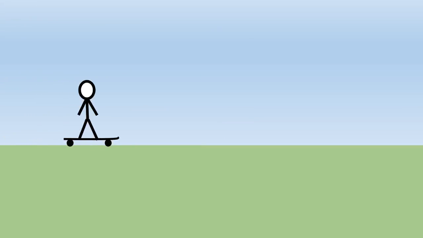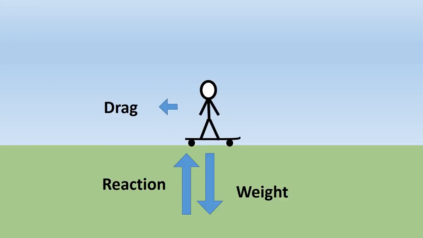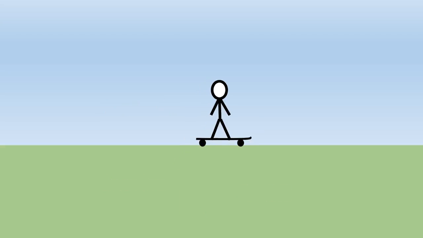Imagine someone on a skateboard. Here, the weight of the skateboarder is counteracted by the reaction from the ground, but the drag or air resistance will gradually reduce the speed until the skateboarder stops.